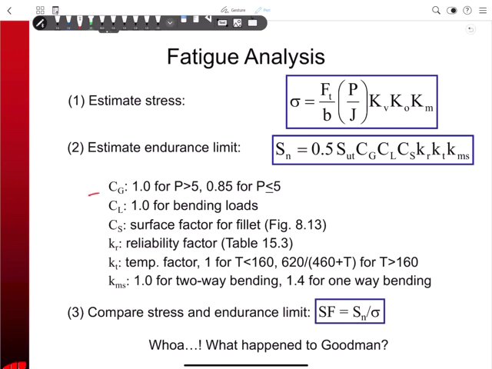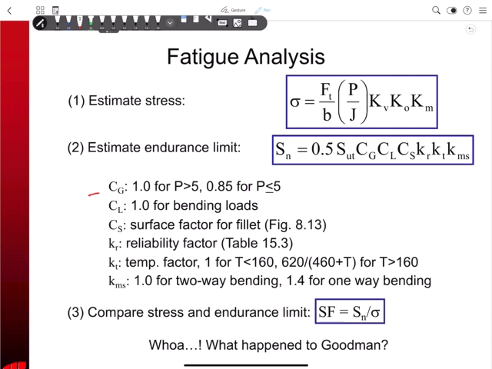So, of course, we have the gradient factor. If we have small teeth, it's called a 1.0. If we have big teeth, it's 0.85. Obviously, there's a continuum in there, but we're simplifying this. It's bending, right? 1.0. Surface finish, right? We got to look that up in that old table with salt water and whatnot. Reliability factor, of course, we've been through that. Temperature factor. Now, it's very possible that gears are operating in pretty hot environments, so we might actually have to consider this. And then this KMS, I don't know what that is. 1 for two-way bending, 1.4 for one-way bending.